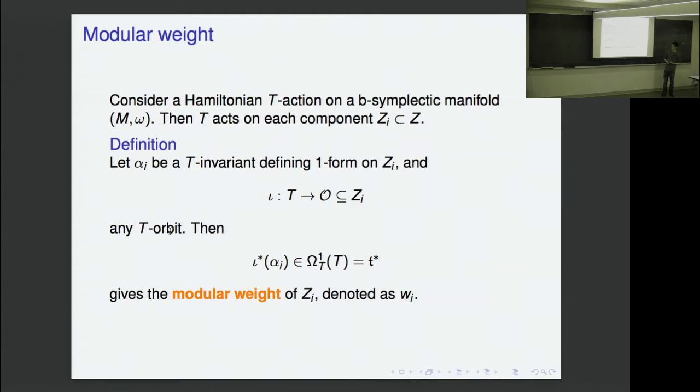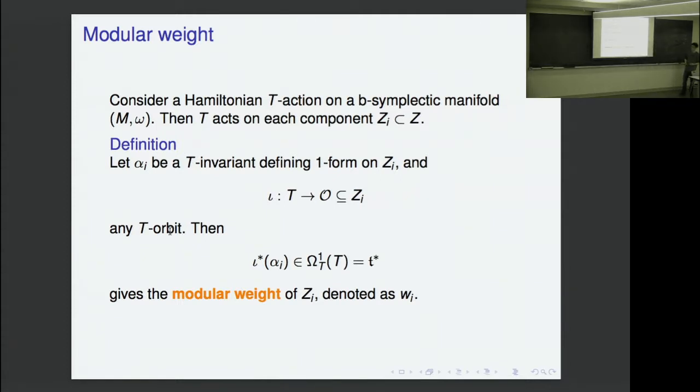And then consider any such orbit and consider the map from T to the orbit. So now, previously we have a nicely defined one form on this cosymplectic manifold Z. Then we can pull back this one form to the torus, and since this is going to be invariant, it's actually sitting inside the dual algebra, and this is called the modular weights of this singular component, and we will denote this by w_i.